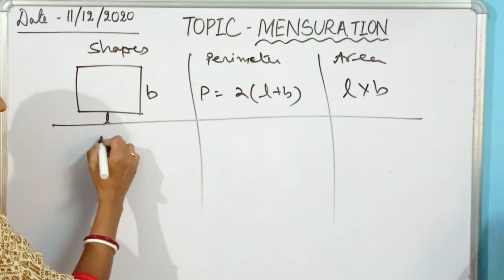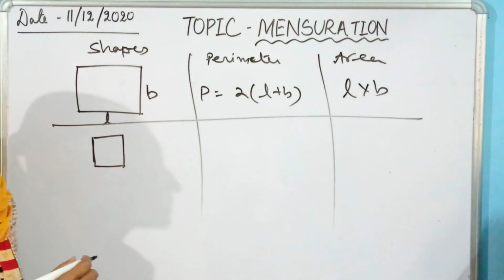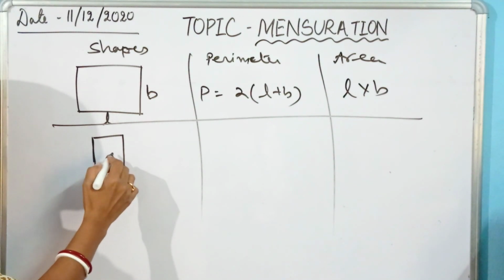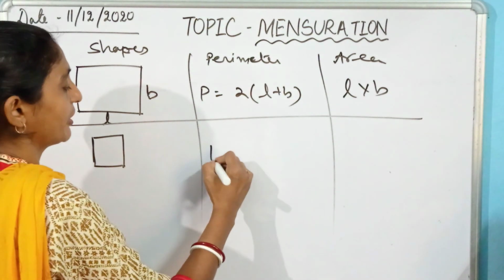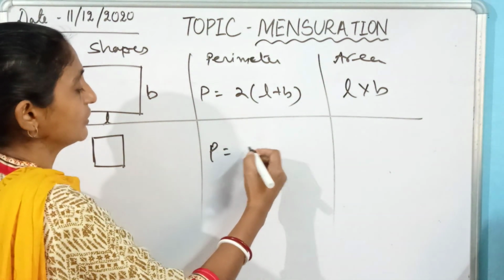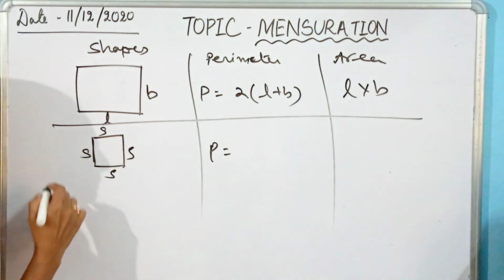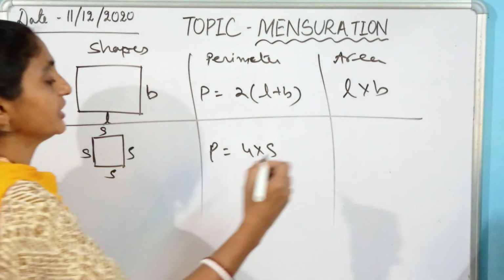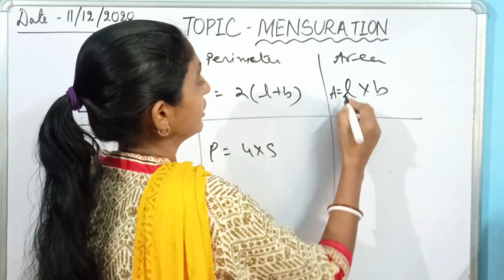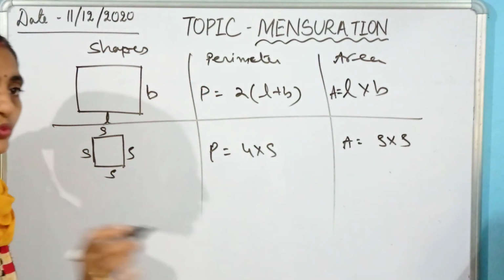Then the second shape I am taking is a square. So what do you mean by square? That means it is four sided, all the sides are equal and all the angles are right angles. So in this case, what is the perimeter? As four sides are equal, if each is considered as S, it will be 4 into S. So what will be the area in this case? Area is equal to side into side. And the unit will be square unit.